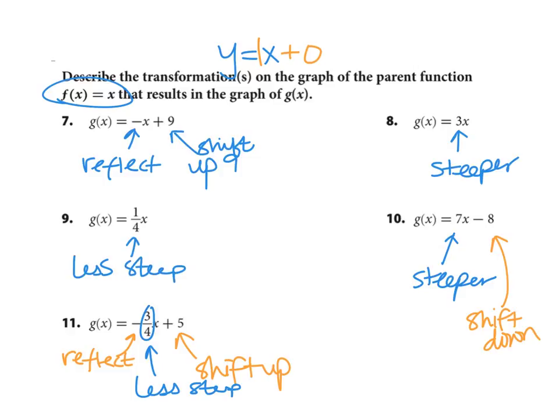So anytime you see an equation, anything that's different, the most possible things you could have are 3, which is going to be something that would have, like question 11, a reflection, a change in steepness, and a shift. You may not have any change in steepness or any shift, and that's okay. You just need to pay attention to what's different from the original equation.